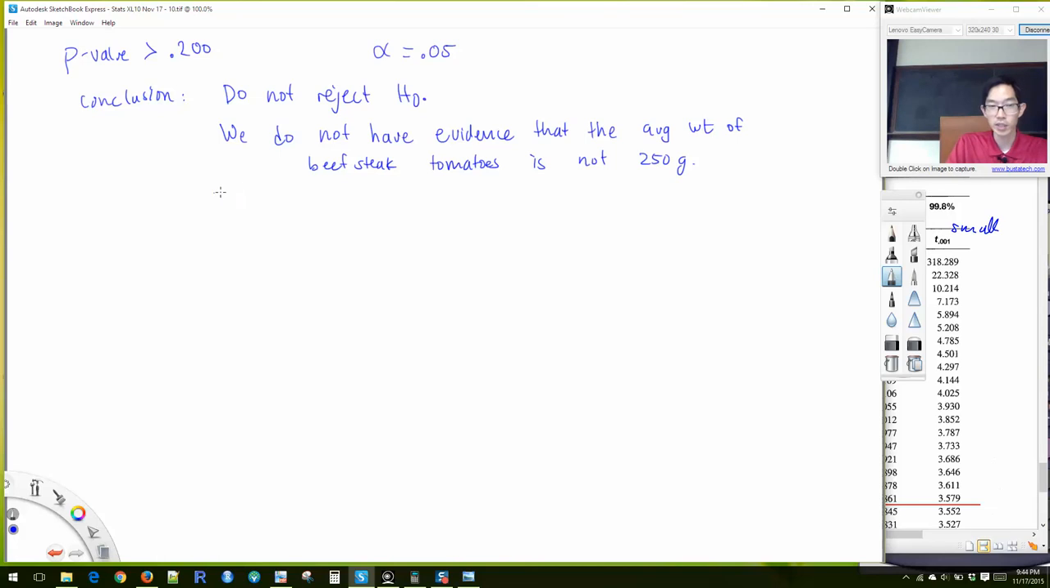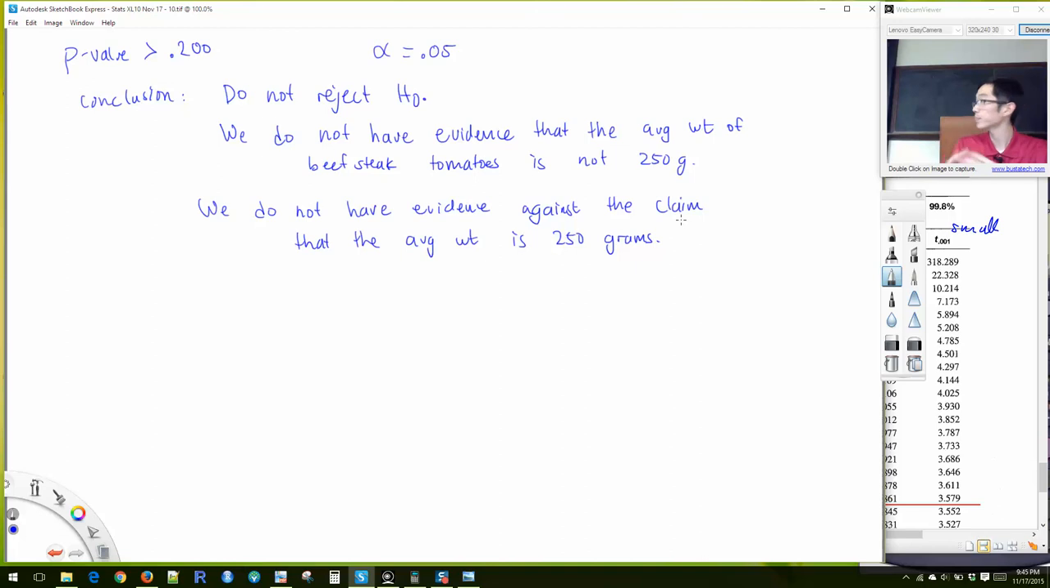Or we can say, so I know some people don't like this because of the double negative, we can also write the same thing, which basically says we do not have evidence against the claim that the average weight is 250 grams. Is that okay?